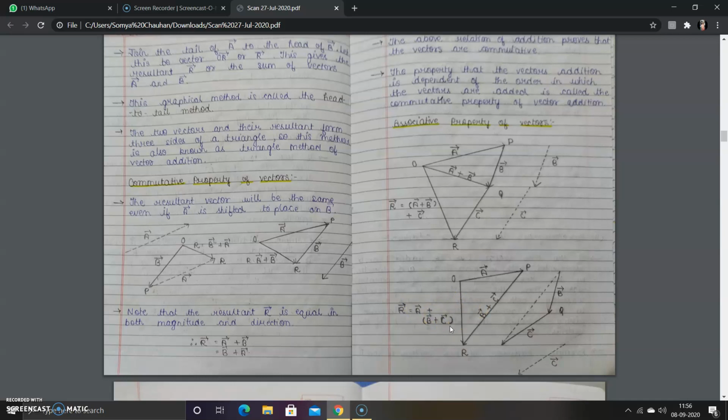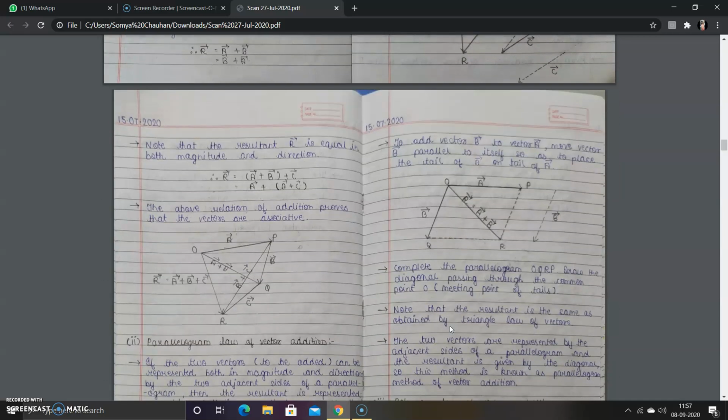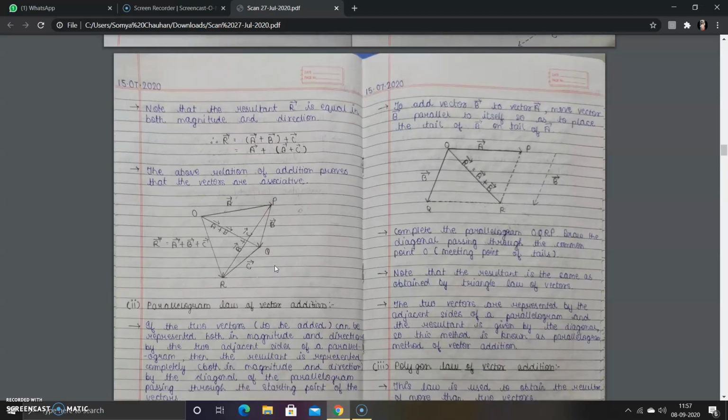Why have we taken the bracket on b plus c? Because in this case b plus c is treated as a single vector. So here you can see from the diagrams that a plus b plus c and a plus b plus c both are having the same magnitude and the same directions. When any three vectors are showing this property, then you can see that these three vectors are associative in nature. I hope associative property आपको clear हुई.